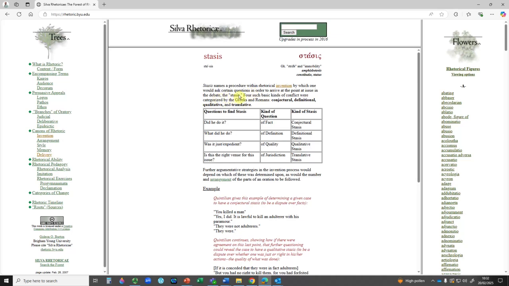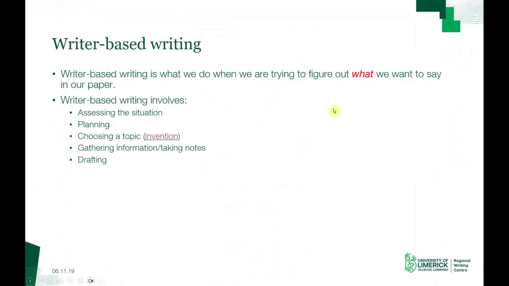The stasis, that's the stasis. It's the point at issue in the debate. That's what you're aiming for. You're trying to get that down to what that stasis is. And then there's 4 kinds of questions: conjectural, definitional, qualitative, etc. This is a really interesting website, and even though it's discussing ancient rhetoric, there's a lot in here that kind of informs how we think about writing in academic contexts. So there you go. That's a little bit about why I'm talking about this.